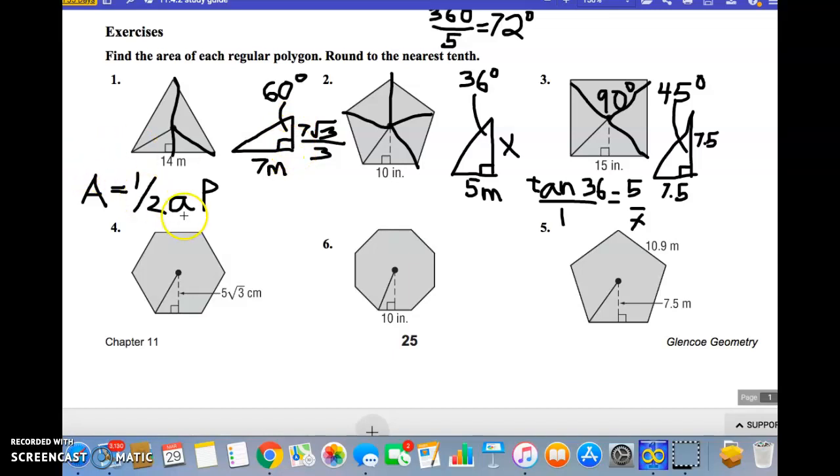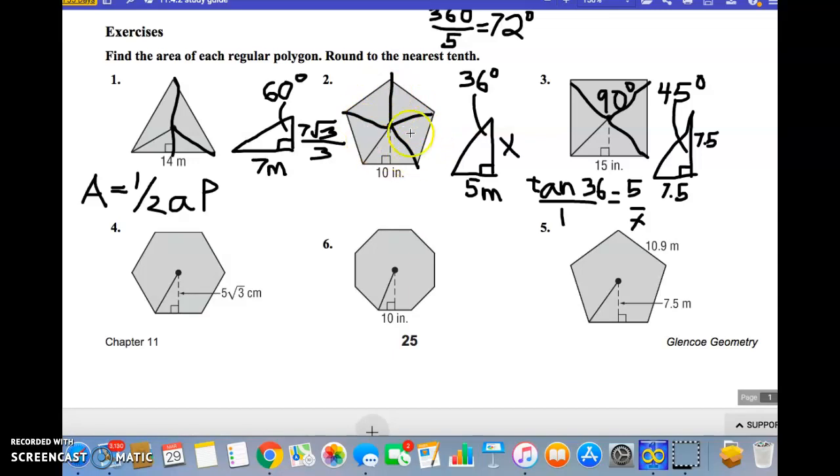Once you have that, we have everything we need to find the actual area. So 1/2 of the apothem, which is 7 radical 3 over 3, times the perimeter, which would be 14 by 3, which is, what, 56? So 1/2 times 7 radical 3 over 3 times 56. Actually, 42. 14 by 3 is 42. Sorry. Then find the 1/2 AP, and you're good.